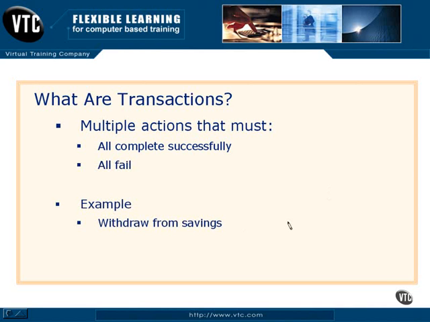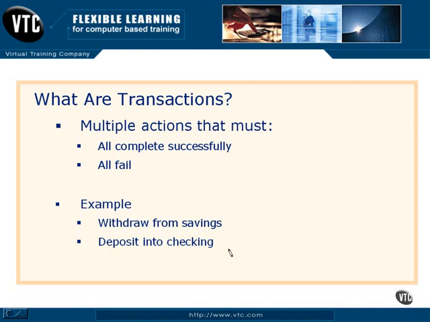There's a classic example of this, and let's take a look at it. You go online to your bank and you want to withdraw some money from savings, and then you want to deposit it into your checking account. You want to do it all over the internet. Well, think about what's going on here. If you withdraw from savings and then can't deposit into your checking account, what do you want to have happen to that money that you just withdrew from savings? You want it to go back into your savings account automatically, right? You want this thing to fail and nothing to happen.